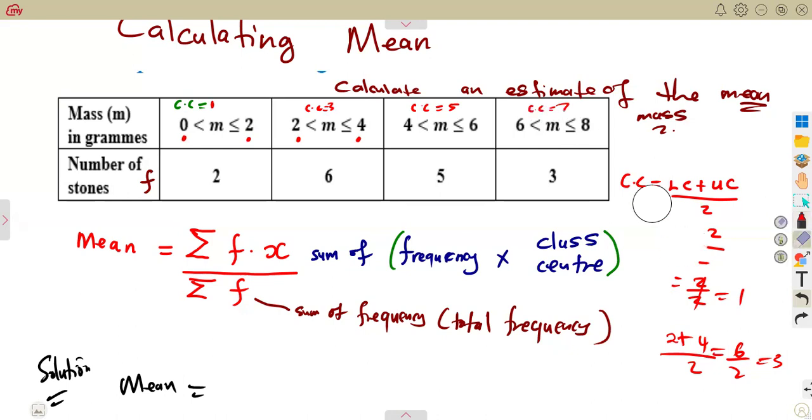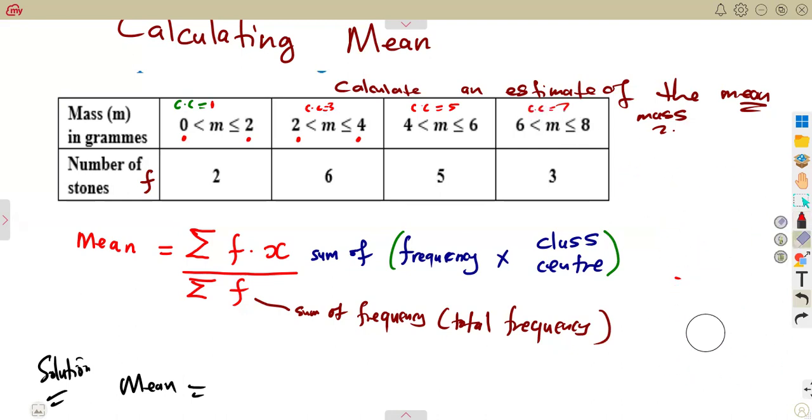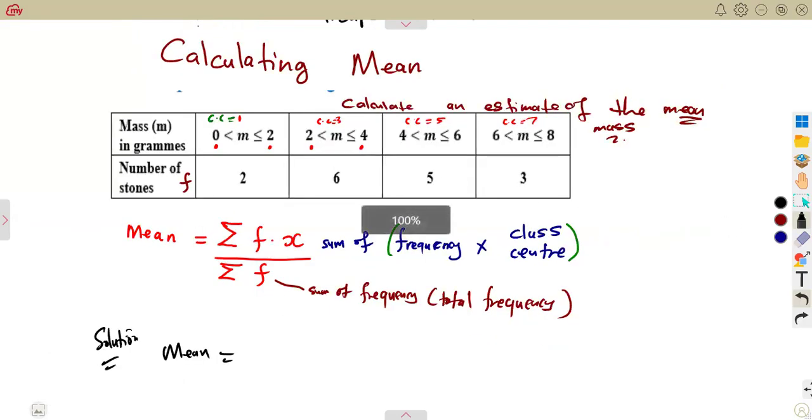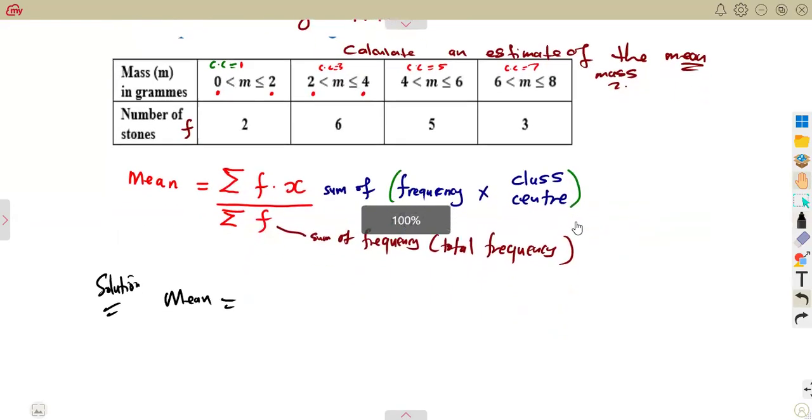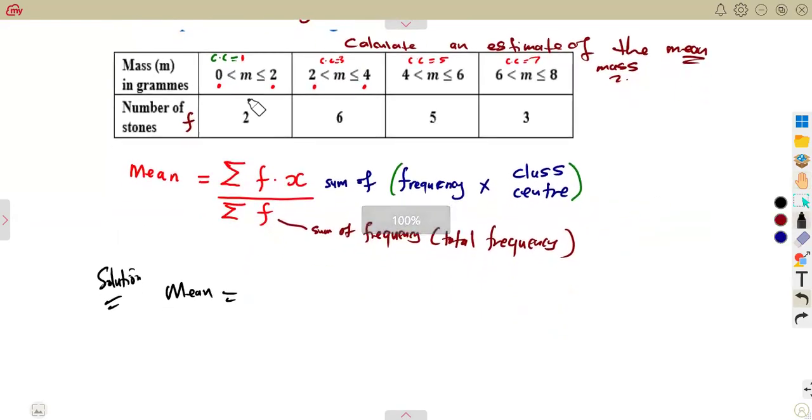So you can calculate or determine these class centers. You don't need to show that. You don't need to be calculating them. You can even calculate them by head, or by using your calculator. There's no need for you to present that. So with that, we can now determine our mean, because we need the product now.